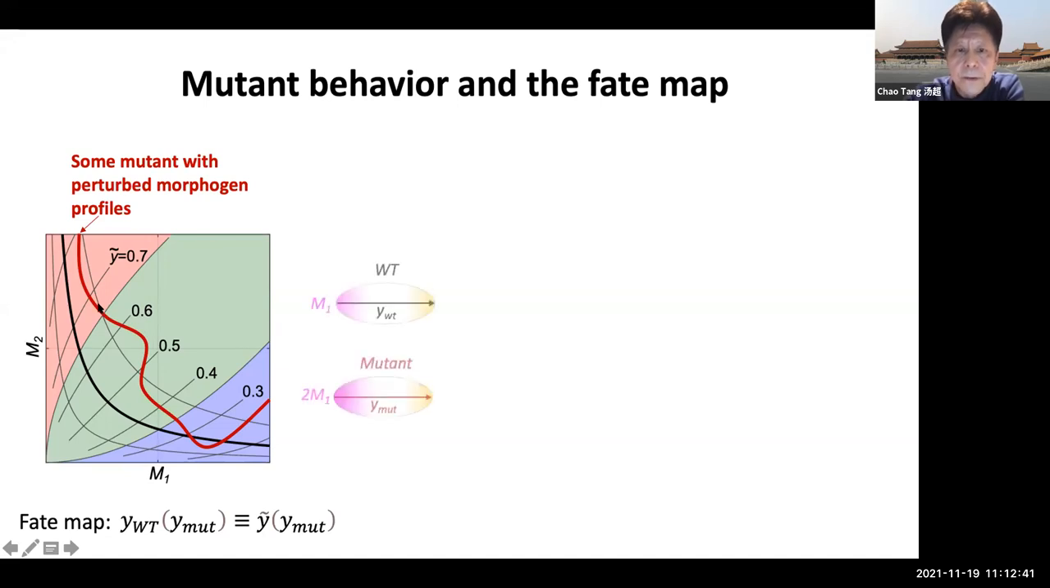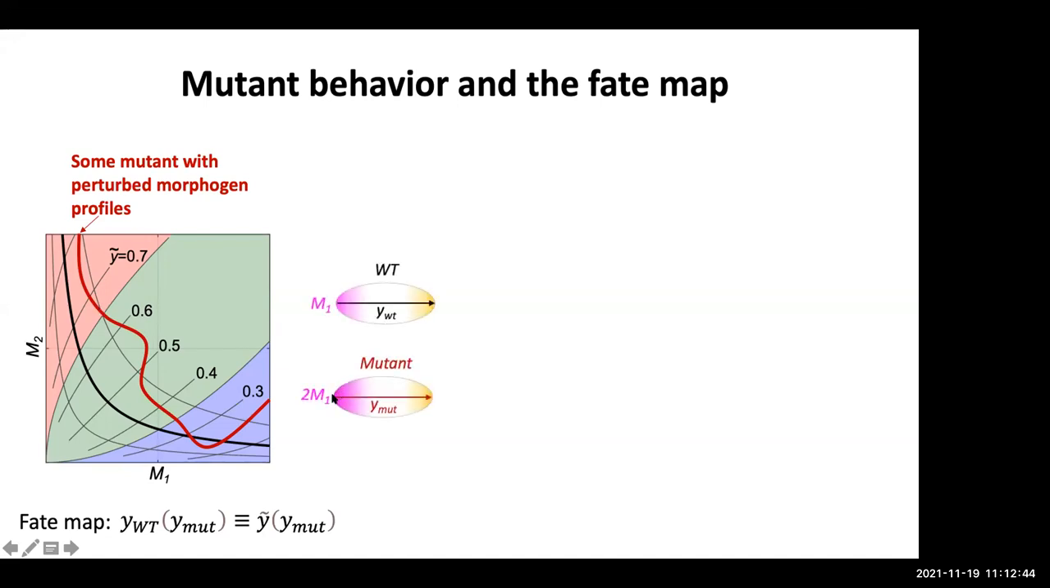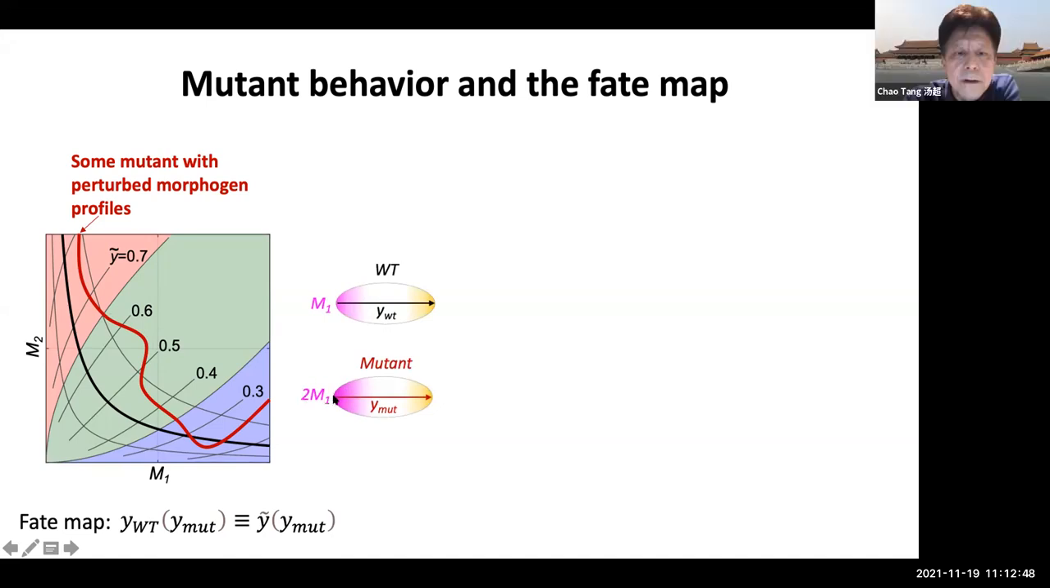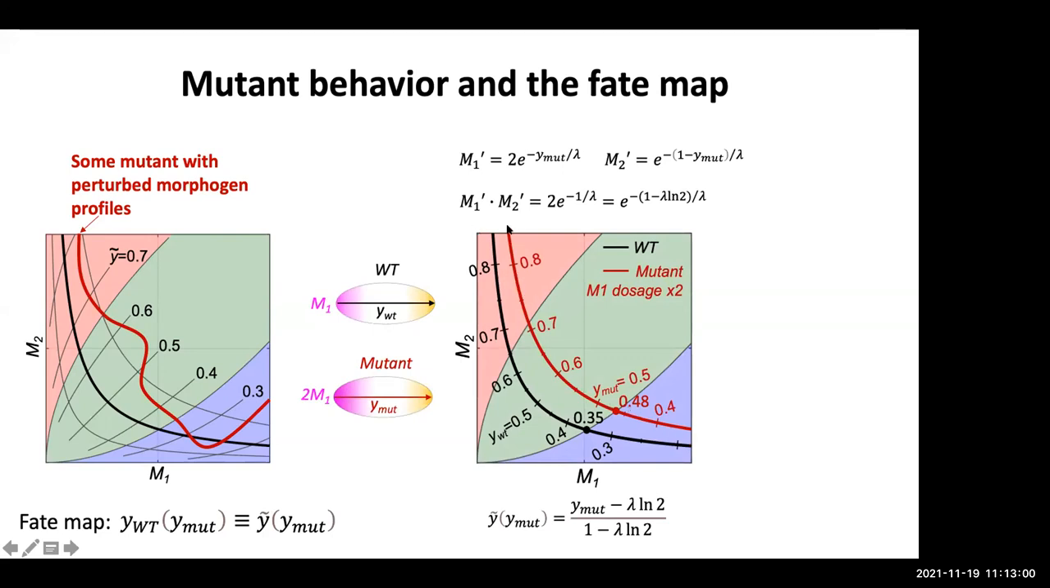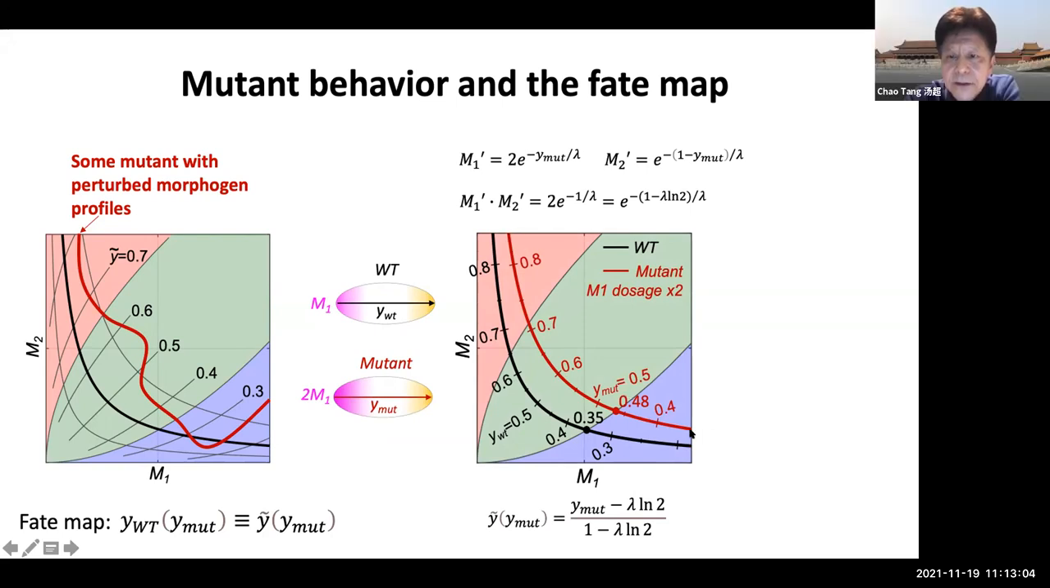Okay, so to give you an example, if I have a mutant in which I doubled the concentration of one of the morphogens, then instead of the morphogen tracing a line like this, it will trace this red line. And I can still determine precisely where the cell will change fate, the boundary. So for example, if originally the cell fate boundary decision is at 0.35, the mutant will be at 0.48.